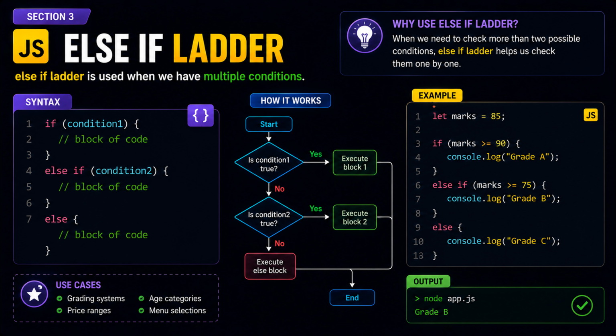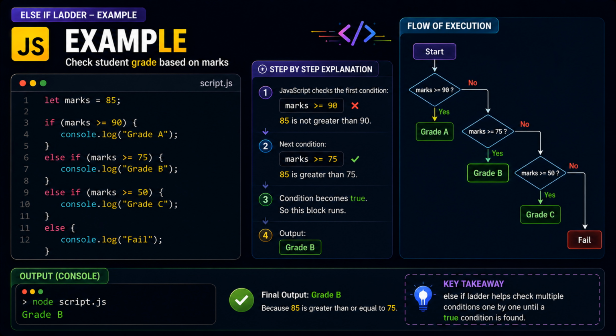Section 3, else if ladder. The else if ladder is used when we have multiple conditions. Syntax: if (condition 1) ... else if (condition 2) ... else .... Example: let marks = 85; if marks is greater than or equal to 90, console.log grade A; else if marks is greater than or equal to 75, console.log grade B; else if marks is greater than or equal to 50, console.log grade C; else console.log fail. JavaScript checks conditions one by one. 85 is not greater than 90. Next condition, 85 is greater than 75. The condition becomes true. Output: grade B.